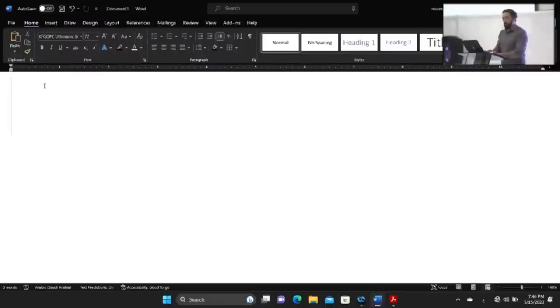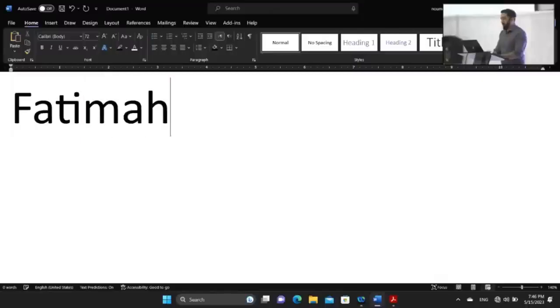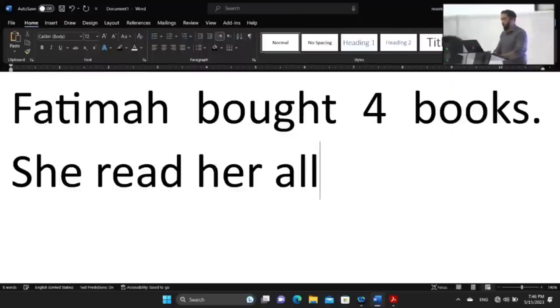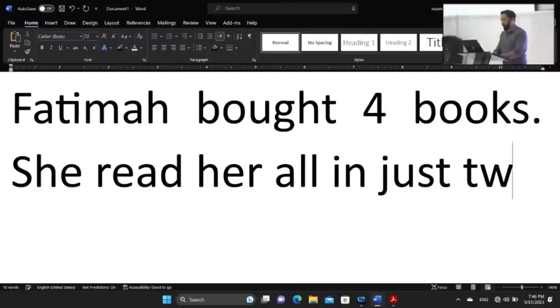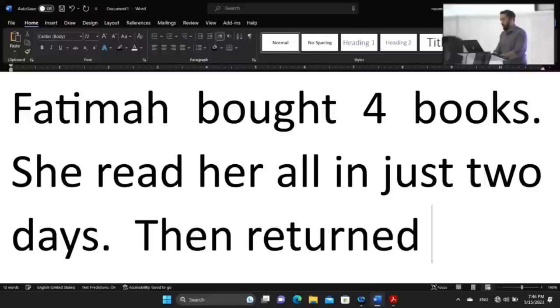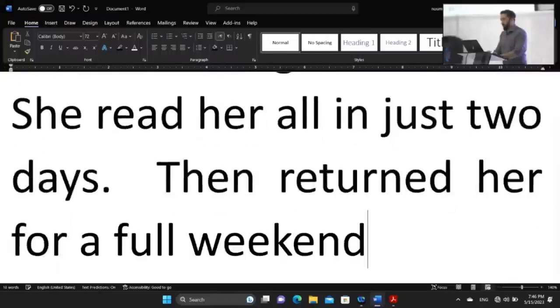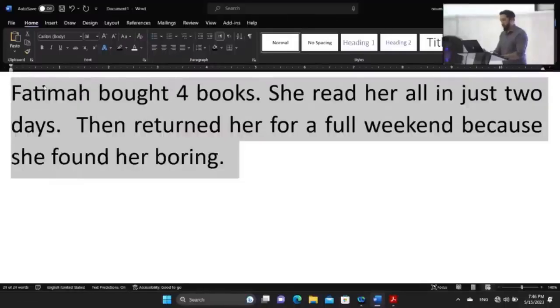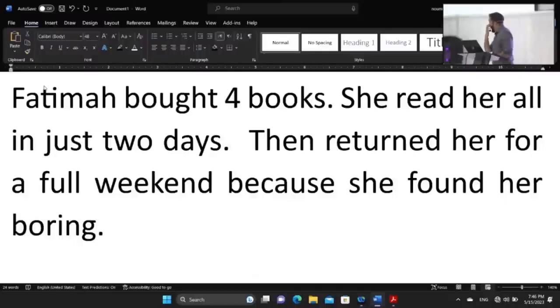here's the part that doesn't make any sense. I will explain by way of an English example. Fatima, sorry Fatima, if there's a Fatima here, I apologize. Fatima bought 4 books. She read her all in just 2 days, then returned her for a full weekend because she found her boring. Does that sound right? Can you fix it? Any volunteers? Can you read that and fix it? Yes, young man, please.